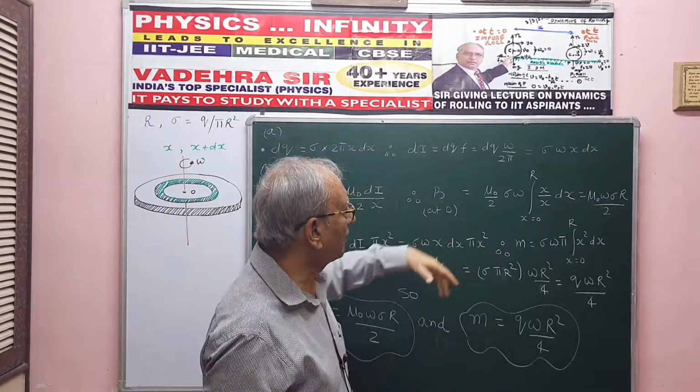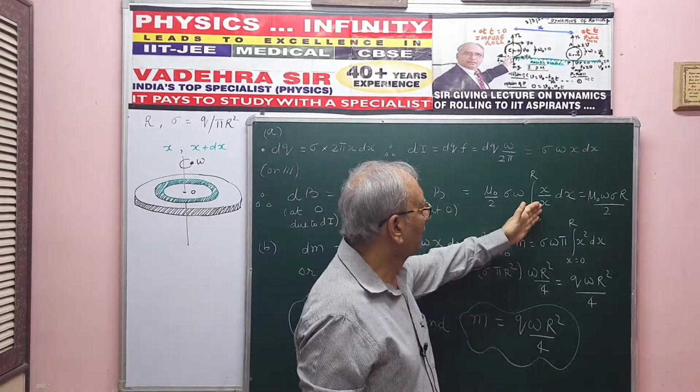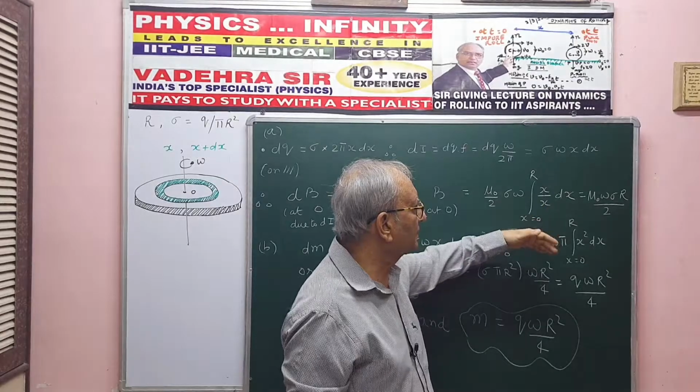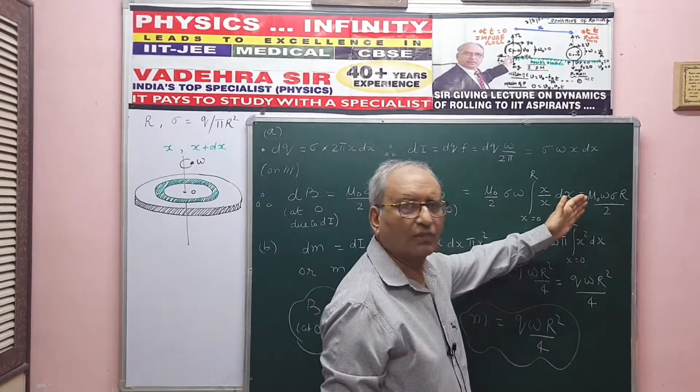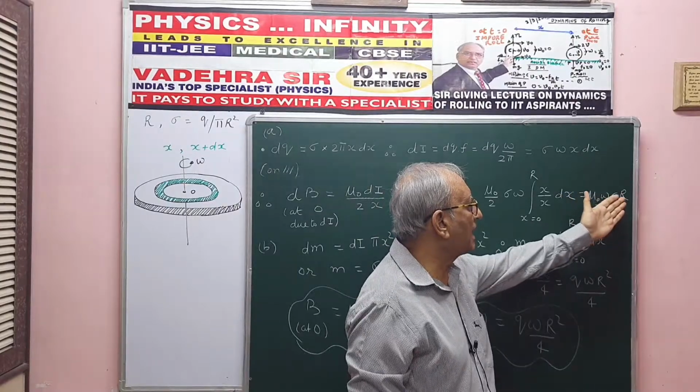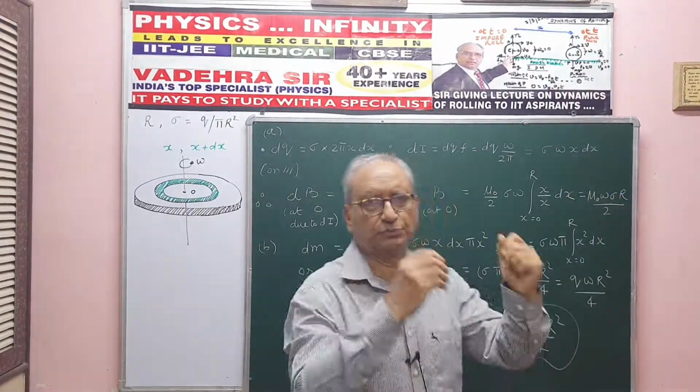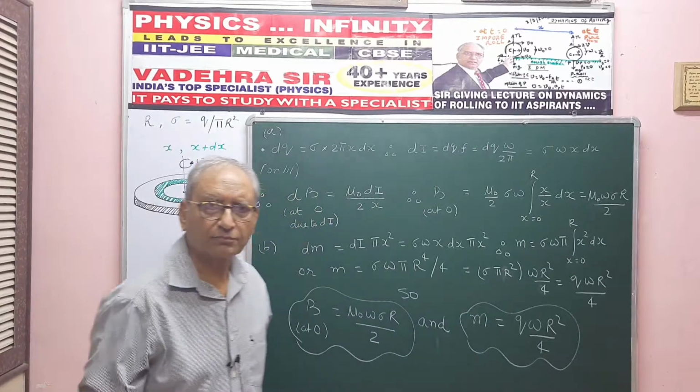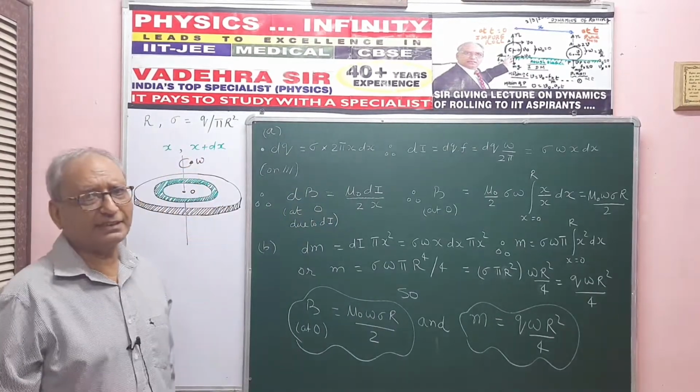So B at O for the entire spinning disk will be mu naught by 2, and I replace di from above. Very simple integration, x would cancel. Limits of integration x equal to 0 to r, I get the answer: mu naught omega sigma r by 2. Done. Let's now talk about the magnetic moment.